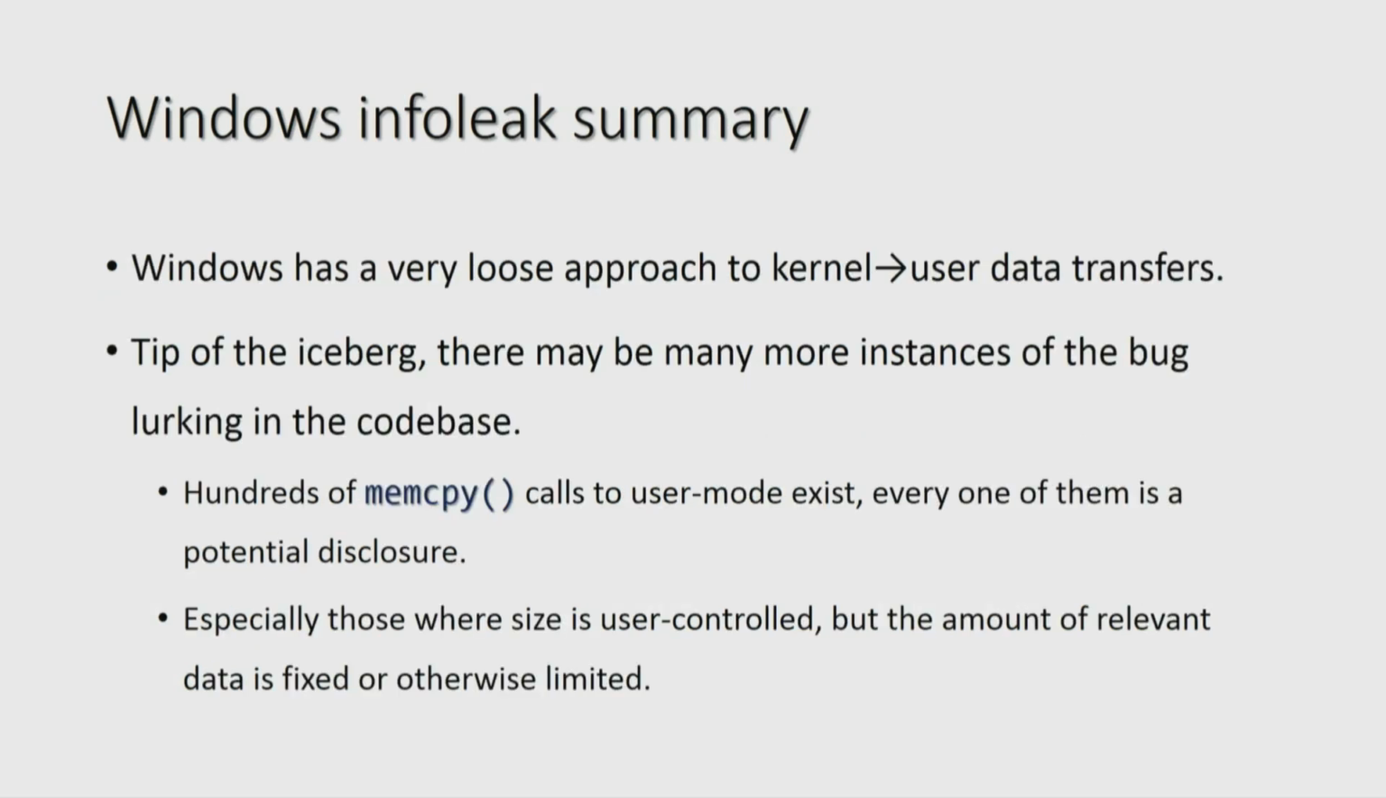Windows itself has a very loose approach to the data transfer between the kernel and the user, and the results of this research perhaps could be just the tip of an iceberg. There could be more instances of the bugs lurking in the code base, because there are like hundreds of memcpy calls in the kernel of Windows to user mode, and every one of them could basically be a potential disclosure. Especially the cases where the size of the memcpy is user-controlled, but the amount of data that is being copied is fixed or otherwise limited.